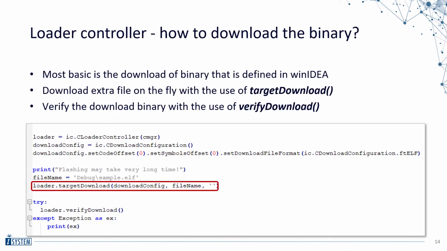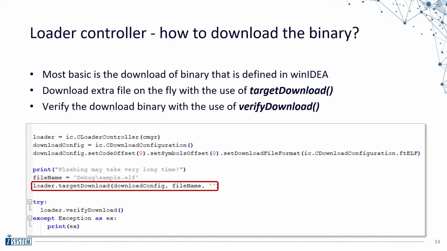I have demonstrated many times the most basic feature of the loader controller, that is download of the binary defined in the WinIDEA session configuration. In case other binary files need to be loaded to the CPU memory, the target download functionality of the loader controller can be used with the script. In this case, target download on the fly without any reset needed is executed. This method doesn't change the WinIDEA configuration.